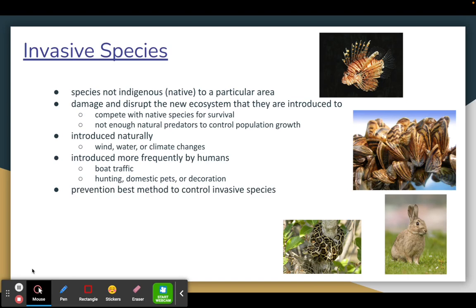The best way to prevent invasive species from entering into a region is to try and prevent it, right? So the best thing that we can do is clean boats before they're entering into a new ecosystem so that we don't introduce any new organisms that maybe aren't native to that area, and don't release domestic pets, obviously.